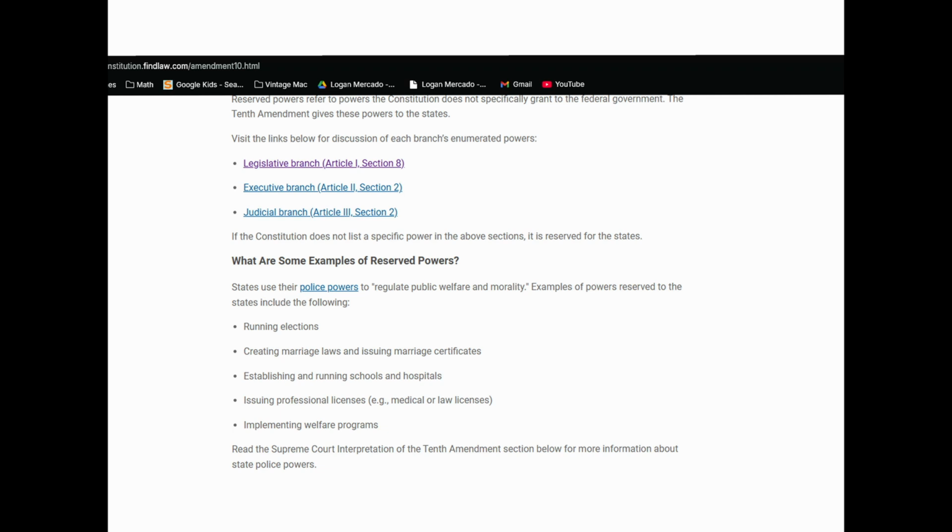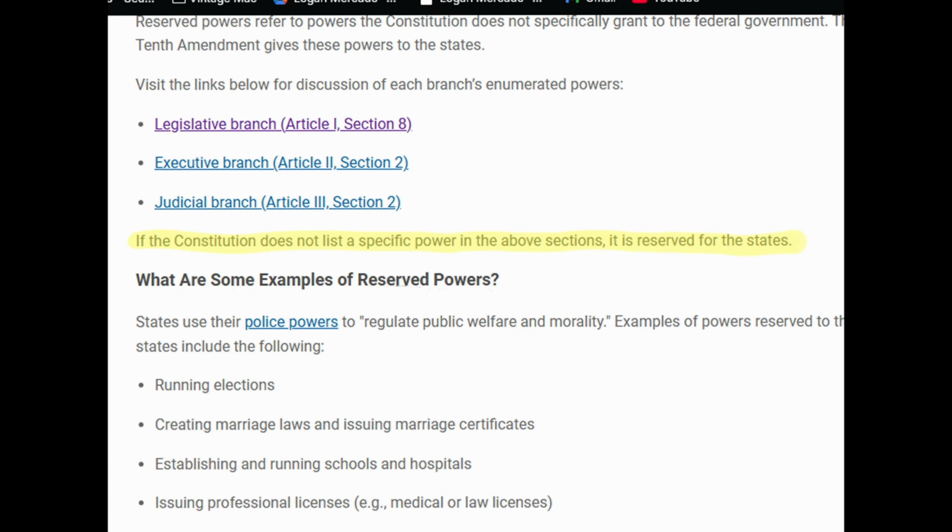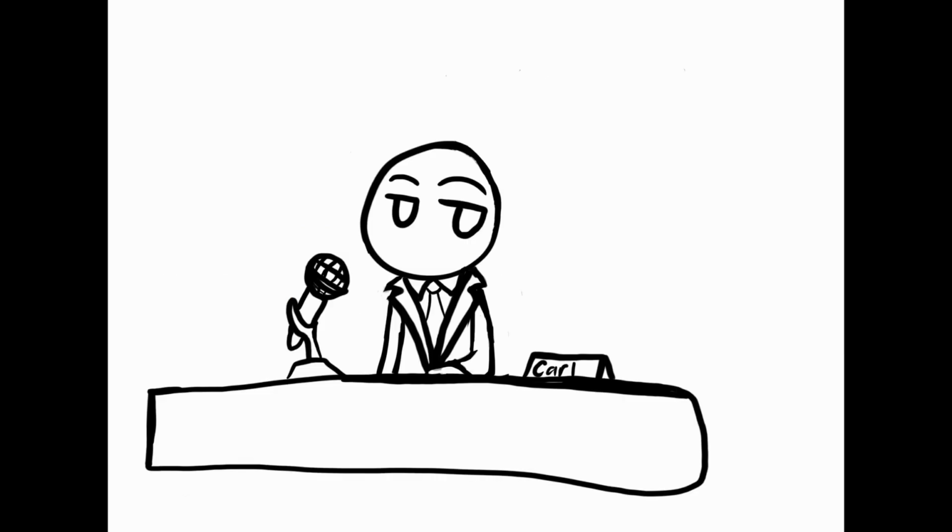The list of state powers granted through the 10th Amendment, otherwise known as the Reserve Powers, is pretty long, since essentially anything not specifically mentioned to be powers of the federal government is reserved for the states and the people, as stated by the 10th Amendment. So we'll just be going over some of them.